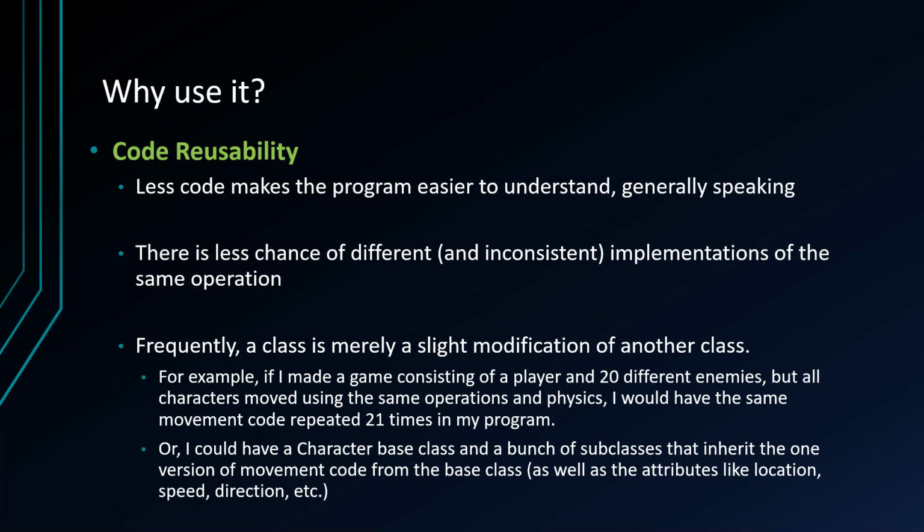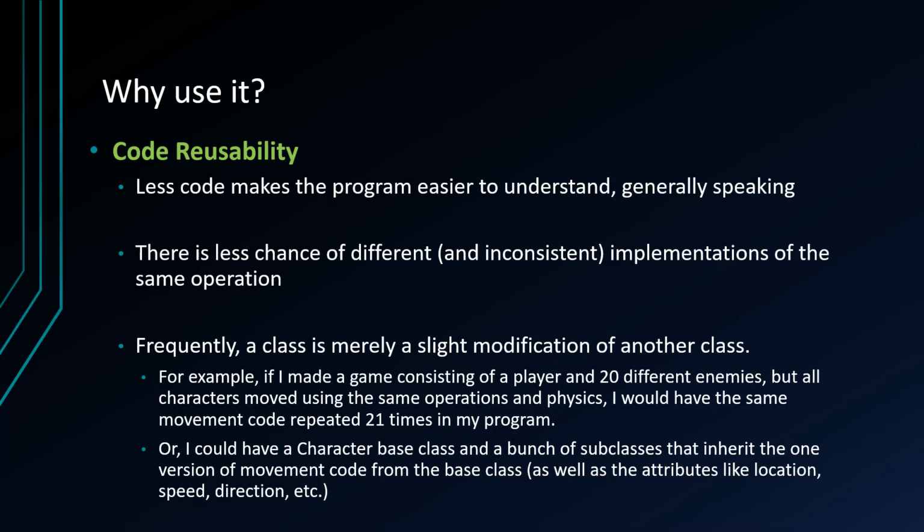Now this is why. Frequently a class is merely a slight modification of another class. For example, if I made a game that had a player and 20 different enemies in that game, but all of those characters moved using the exact same operations and physics, I'd have the same movement code repeated 21 times in that one game, once in each one of the classes. So for example, I might have a game like Fortnite, and you might have all these different types of characters, and even the player, and when you press forward, it gets an acceleration, the player starts moving forward, physics starts to apply, but they all move in the exact same way.